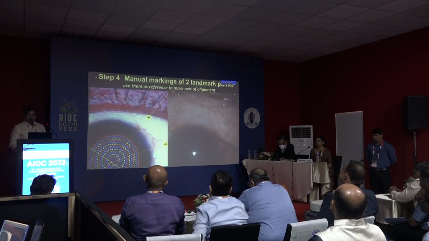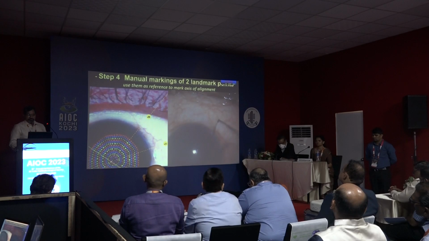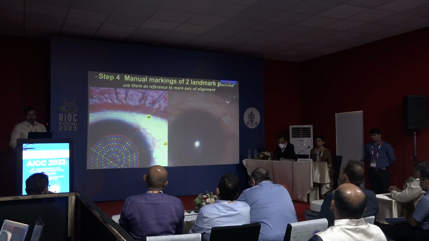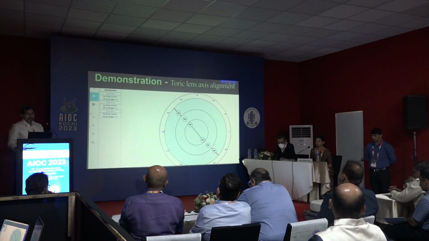Step 4. Manual marking of landmark points on the patient's eye by comparing the final topography picture with microscope view. Use the axis markings as reference to mark axis of alignment of toric lens. Demonstration of toric lens axis alignment.